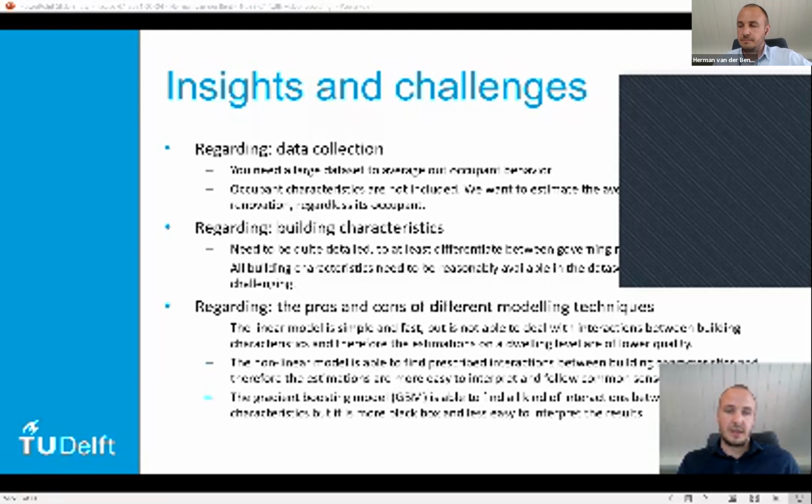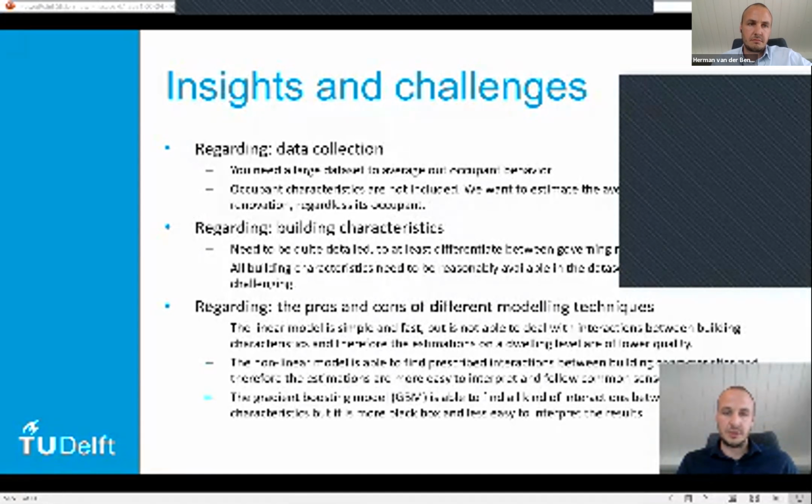But the gradient boosting model is able to find all kinds of interactions, where the nonlinear model only finds the prescribed interactions between building characteristics. So the gradient boosting model can use all kinds of interactions between building characteristics to find a good estimation of the actual energy consumption. However, it's more a black box estimation and less easy to interpret the results.